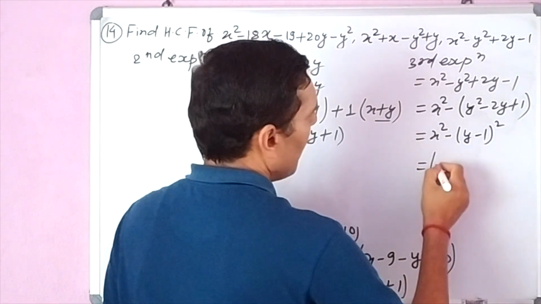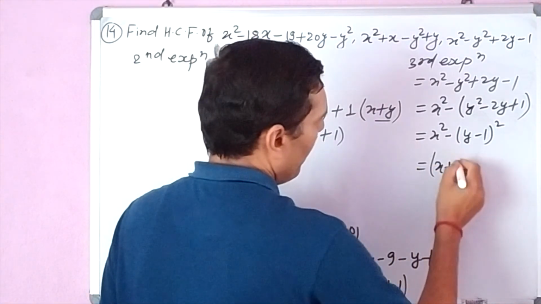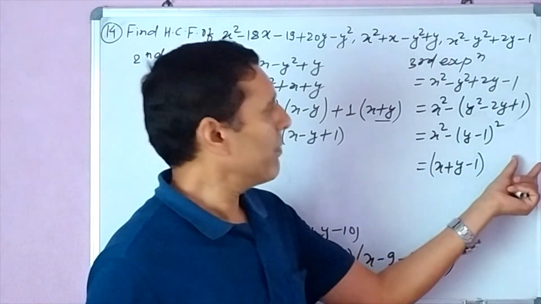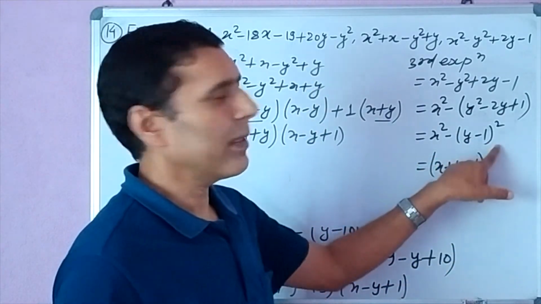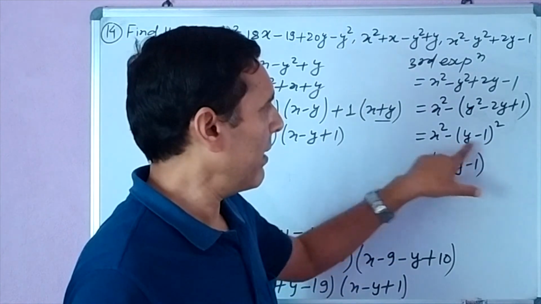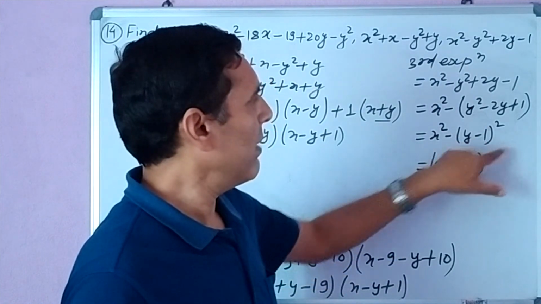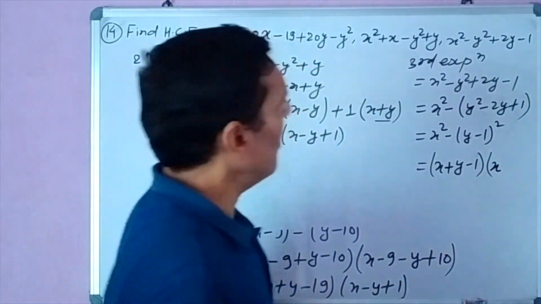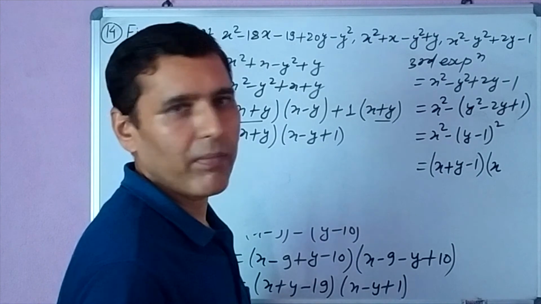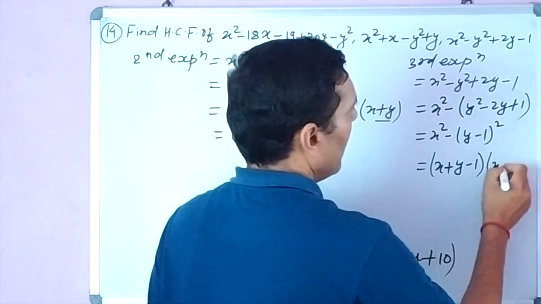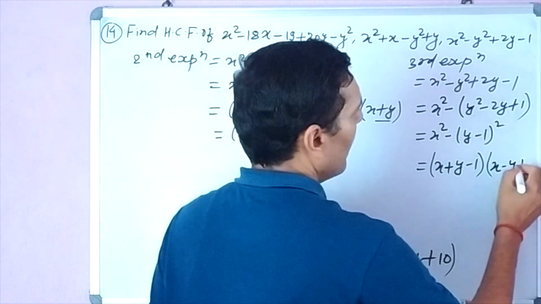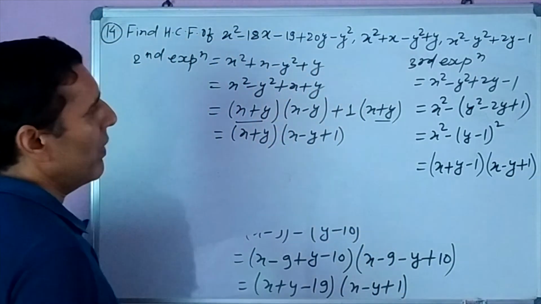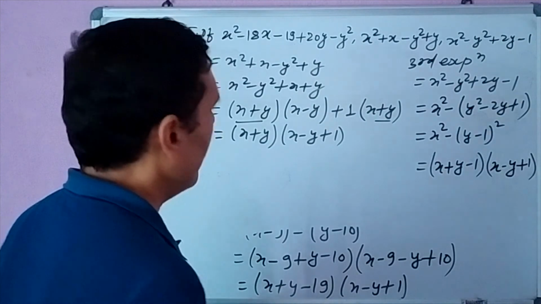A plus b times a minus b. Don't be confused in the sign. While writing a plus b, we open the bracket with plus sign, the second bracket, x plus y minus 1, as it is, no change in sign. While writing a minus b, we open the bracket by minus, so it is x minus y plus 1. So in this way, we factorize all the three expressions.